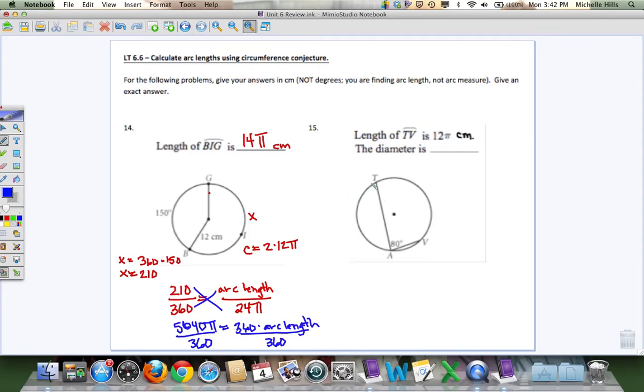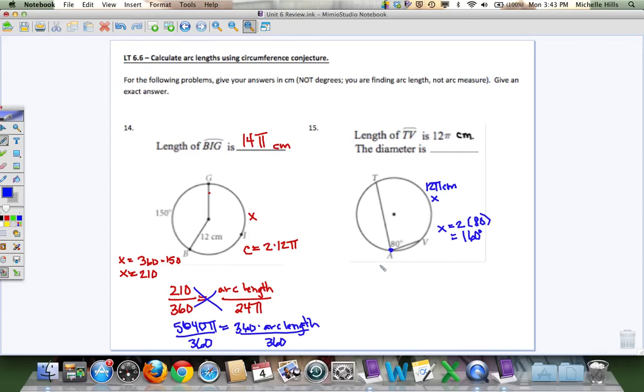Now it tells me the length of this is 12 pi centimeters, and they want to find the diameter of the circle. This one's a little bit trickier. The measure of this arc, which I'm going to let be x, x is 2 times 80. Because this is an inscribed angle, it's half the measure of that intercepted arc. So this is a 160 degree arc.